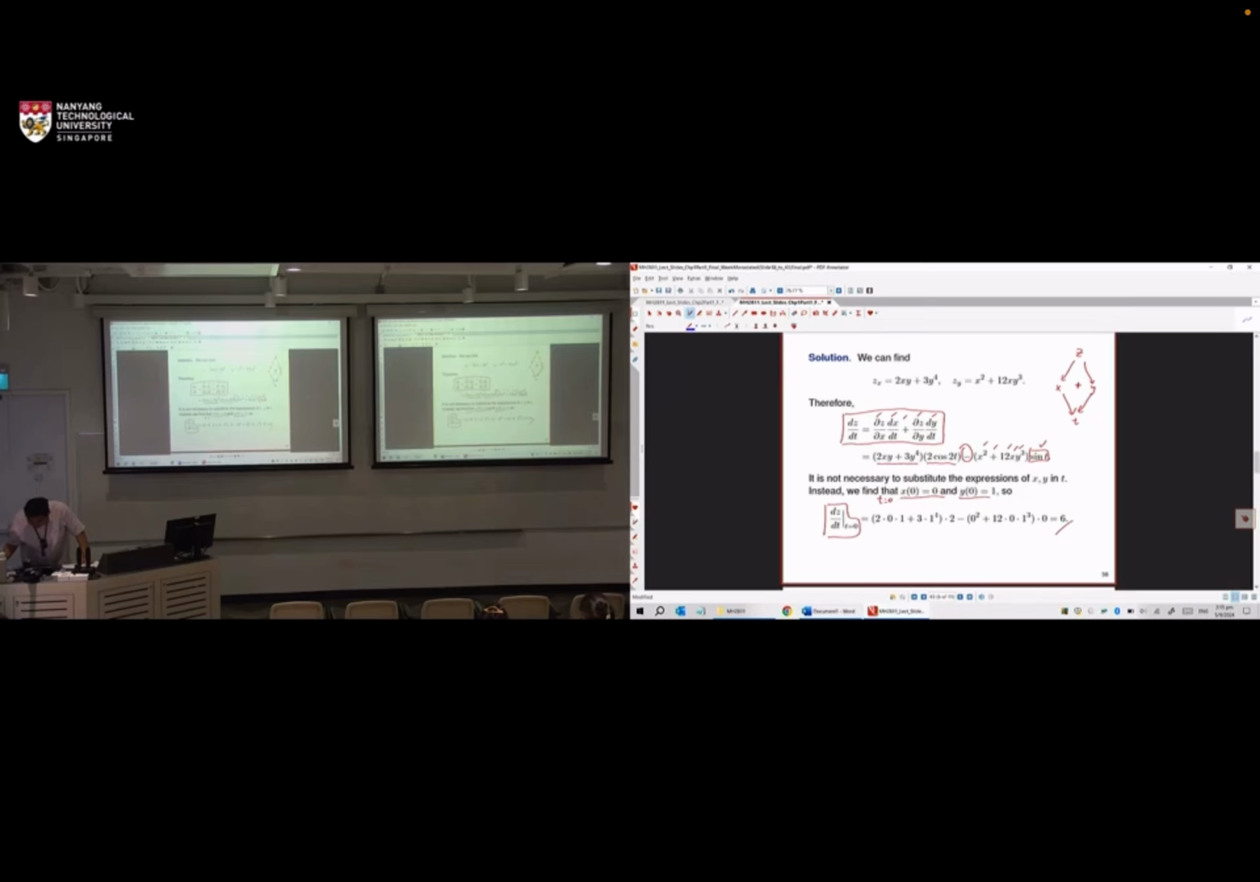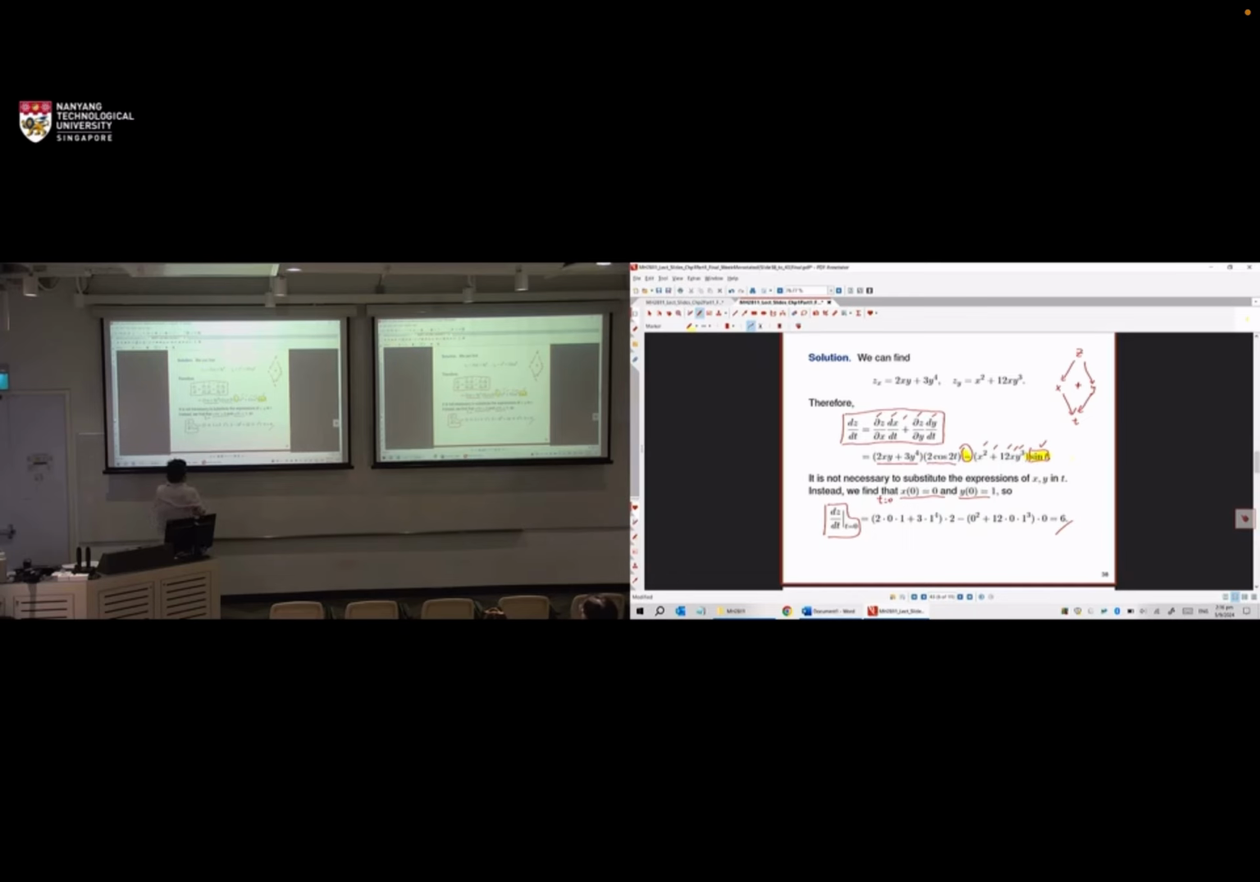Okay, that's why I have a negative here, and the sine t, right? They are linked together. Okay, and then the del z, del y, you do it del z, del y. Alright? Okay, for this case, it's not necessary to substitute the expression of x, y in t.